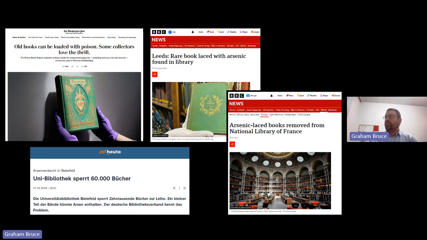Just a bit of scale for the problem. Here's a few news clippings about the problem of these toxic books. So a piece in the Washington Post sort of outlining the fact that a lot of these books are in circulation. In 2022, 2024, some of these books were found, first of all, in a Leeds Council library and in the National Library of France. And what this has led to is a number of institutions basically removing from circulation all books of that time period that are green. So if you don't speak German, I'll translate the headline for you. This is from the University of Bielefeld in Germany, where they have isolated 60,000 books pending chemical testing because they don't know which books are safe and which are not.